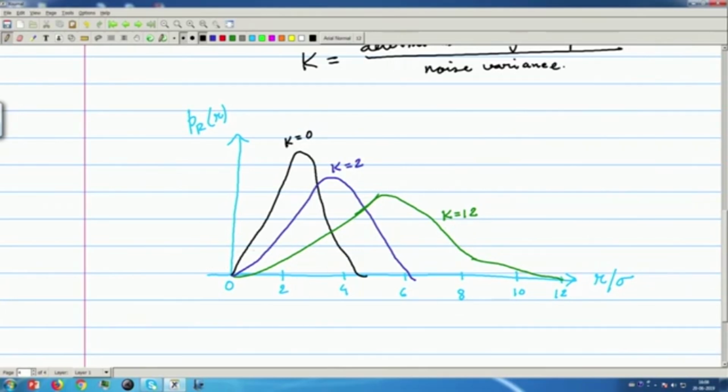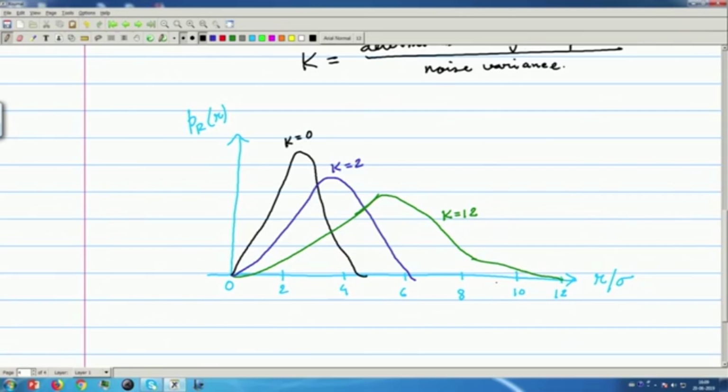Now, obviously, for k equal to 0 it looks like a Rayleigh PDF, and it is true that when k becomes very small, the Rician PDF degenerates to Rayleigh PDF. Similarly, if k is high, then it looks like a Gaussian PDF, our standard bell shaped curve. So, that is also true that Rician PDF goes to Gaussian PDF when signal is high.